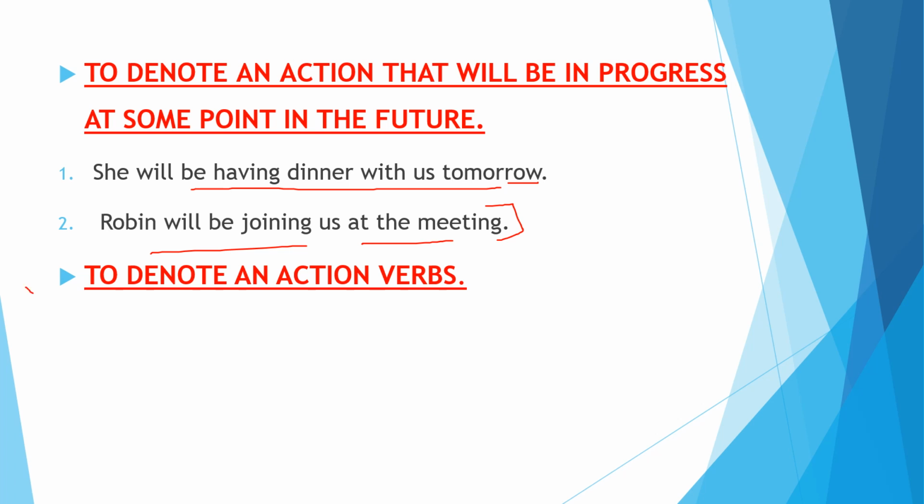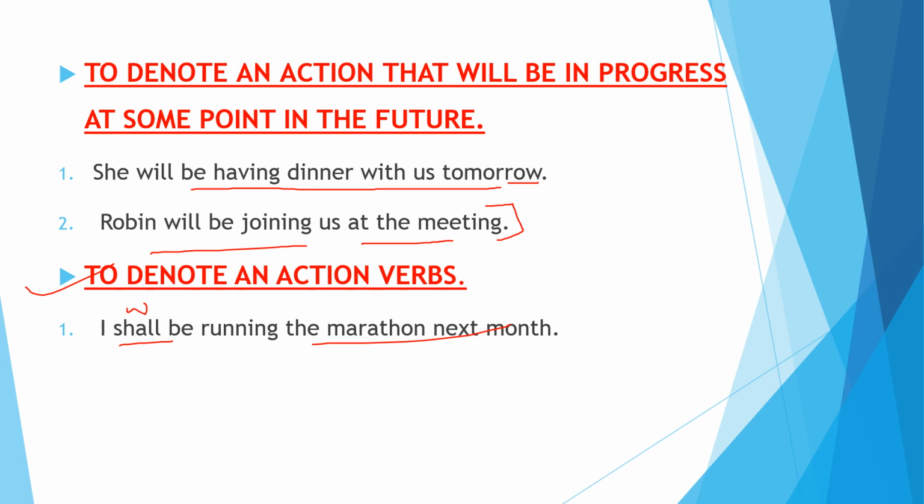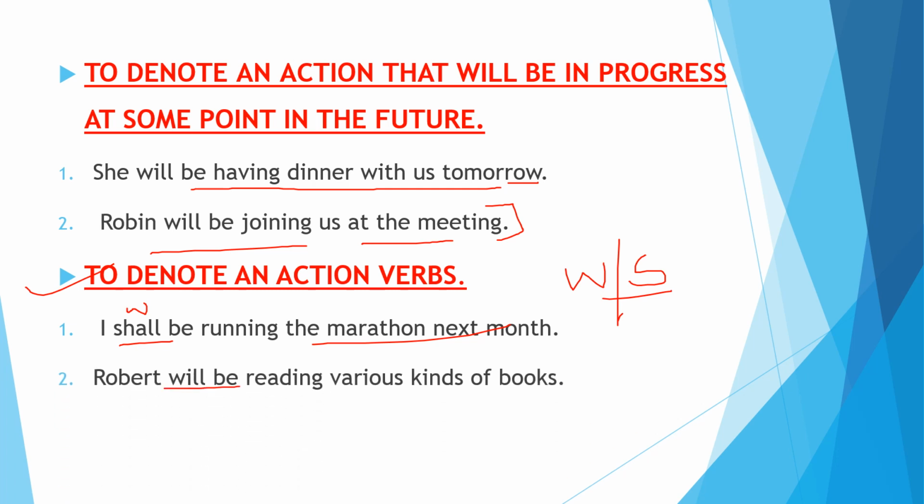Second use: to denote an action with action verbs. With action verbs we also prefer to use the future continuous tense. I shall, or it is completely okay to use will here. I will be running the marathon next month. To understand in detail about the use of will and shall, you can watch my videos. I have made special videos for them. Robert will be reading various kinds of books.